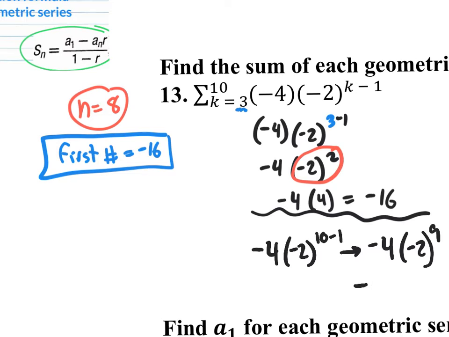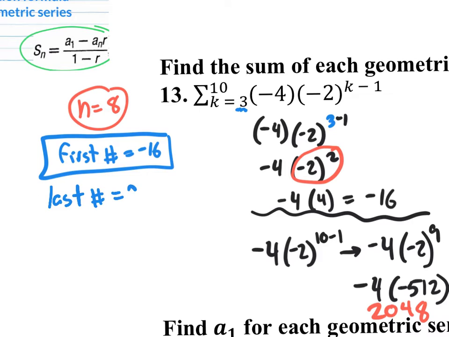So what we really have here is negative 4 times negative 512, and a negative times a negative is a positive, giving us a final answer of 2048. Okay, so that's our last term, all right? That's plugging in the 10. So our last number is 2048. Okay, so now we have all the information that we need.